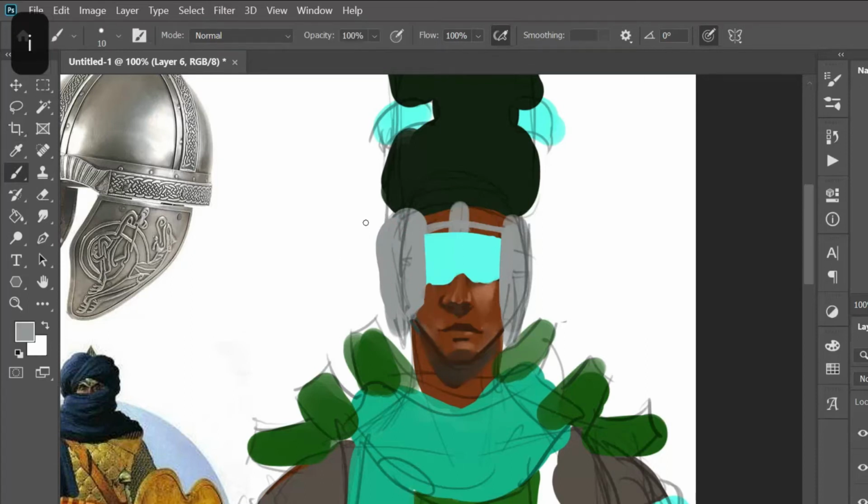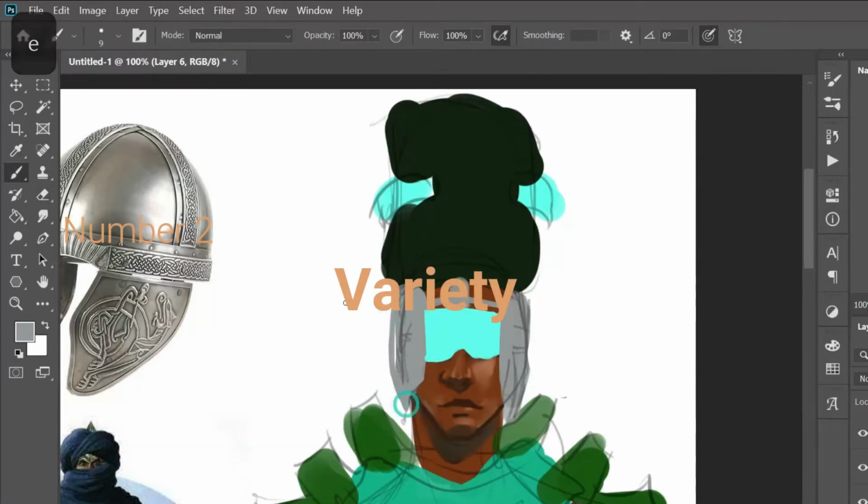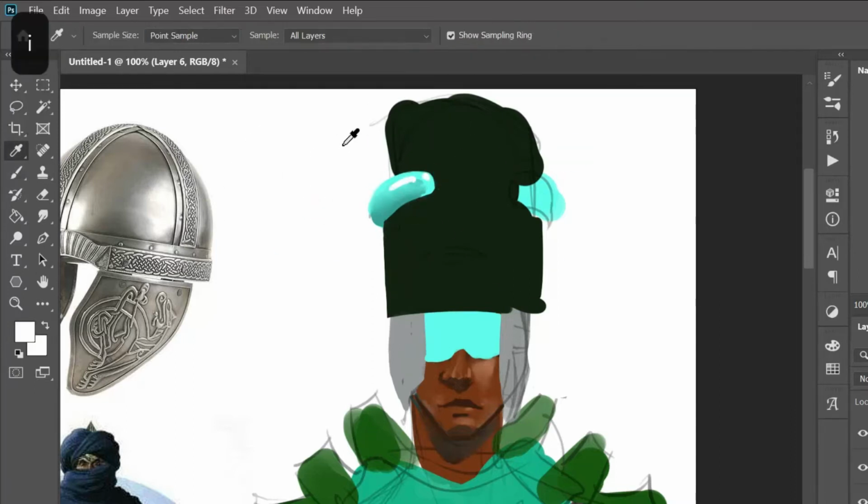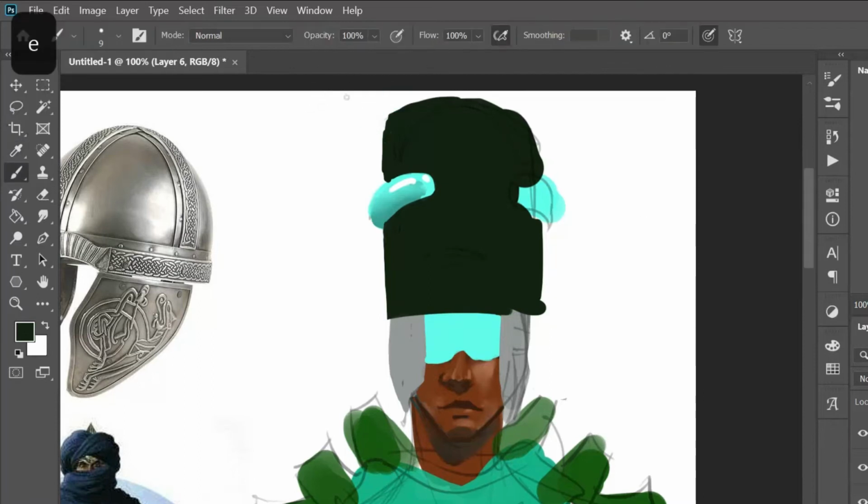Reason number two, for variety in your work. Now, it can be very easy to use the same formula to create the same sort of characters over and over and over again without realizing. And this is why it's important for you to take the time to expose yourself to different visual languages so that you can produce a large variety of designs. This keeps your work fresh and varied.